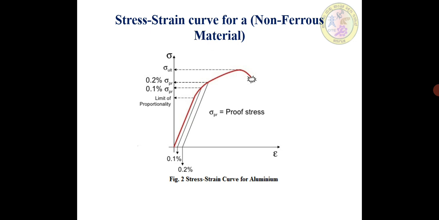It is very difficult to determine the yield stress in case of non-ferrous metals, unlike what we do in ferrous material, wherein we have definite yield points, that is upper yield point and lower yield point. Now this 0.2% offset yield stress will determine the yield stress of the non-ferrous material.